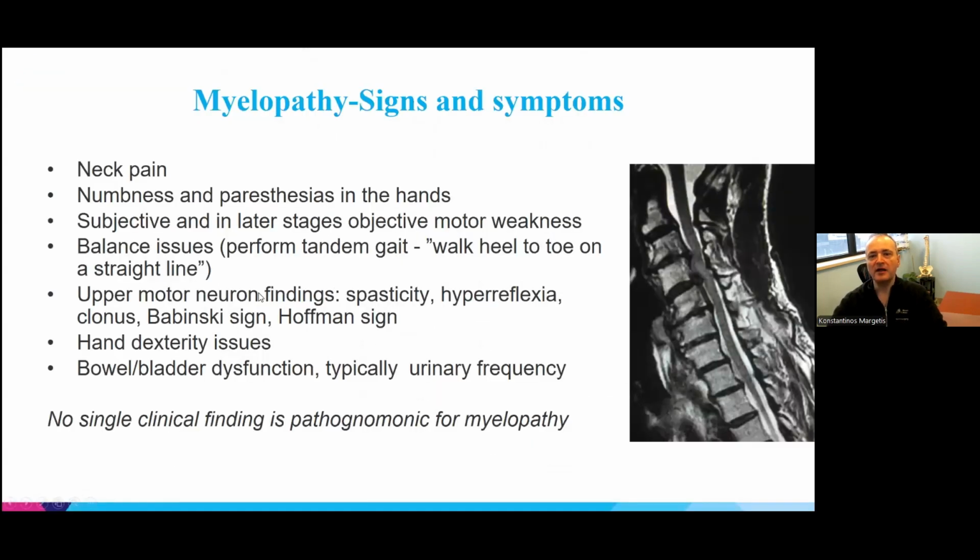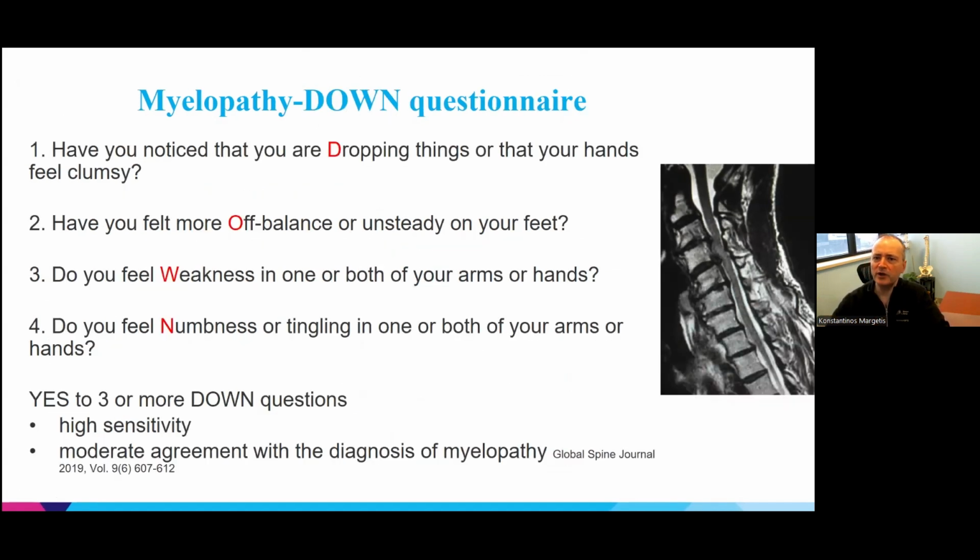Now, for myelopathy, very common symptoms are balance issues and hand dexterity issues. Usually the patients say that their balance is off, they might be falling. And they also say that they have difficulty opening jars, buttoning their shirts, or they might be dropping things. There's a questionnaire that asks these specific questions: if they're dropping things or feel their hands are clumsy, if they feel unsteady, if they have any weakness or numbness. If the answer is yes to three or more, then there is a high suspicion that they might have myelopathy.